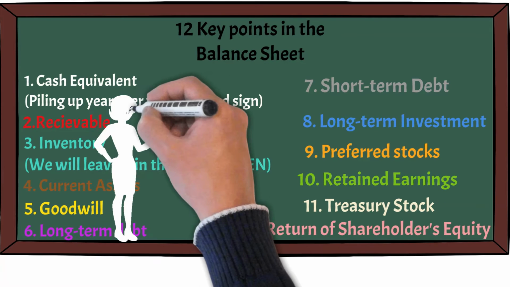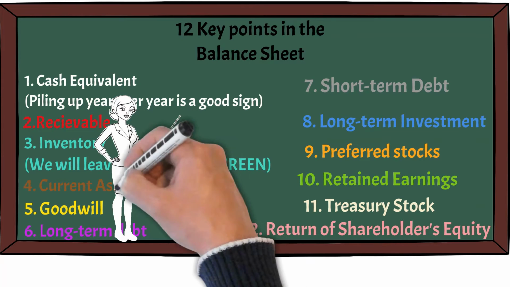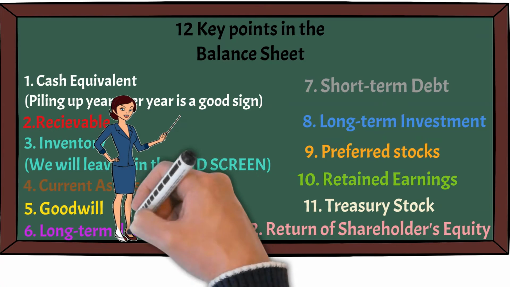7. Short-term debt. Be careful with companies that borrow a huge sum. We would recommend investors be careful with companies that have more current liability than their current assets.